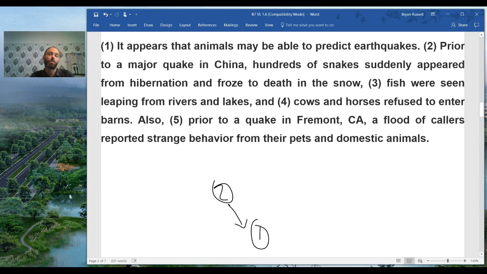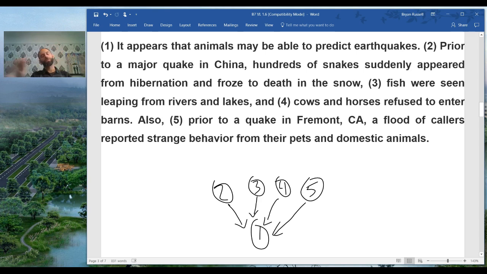And then we're offered another reason to believe the conclusion. Fish were seen leaping from rivers and lakes before that earthquake. So another reason to believe that conclusion. Cows and horses refused to enter barns. More support for the conclusion. And prior to a quake in Fremont, California, a flood of callers reported strange behavior from their pets and domestic animals. Another reason to believe the conclusion.